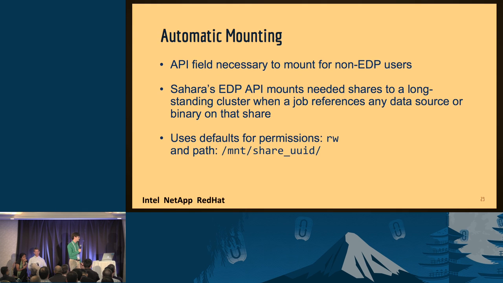No additional work needed. In that case, it does use some defaults for permissions. It assumes you're going to need read-write, which you may not want. And it defaults to the path mount share UUID.